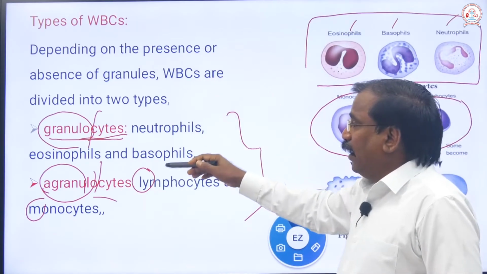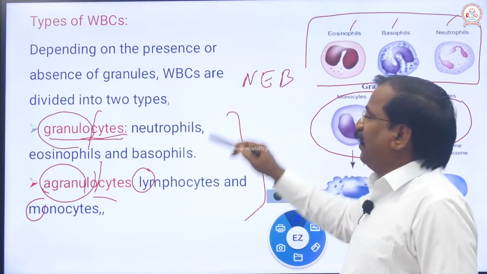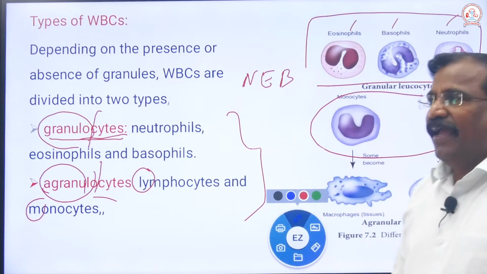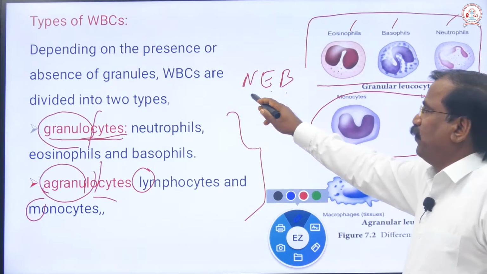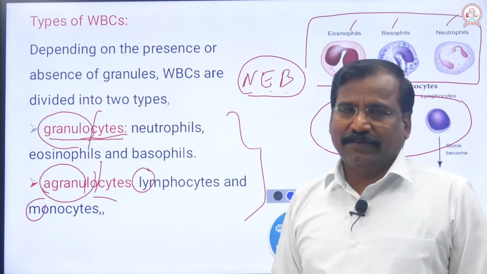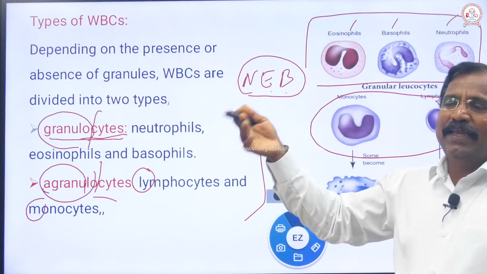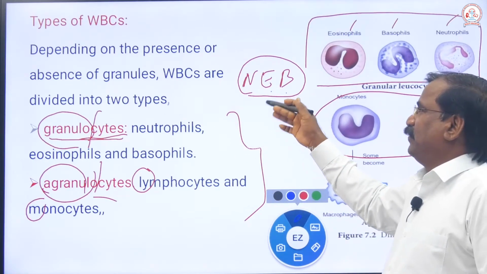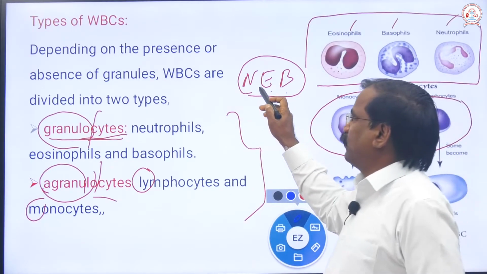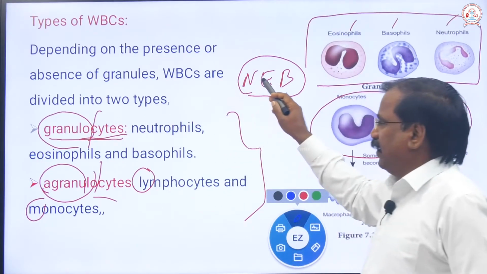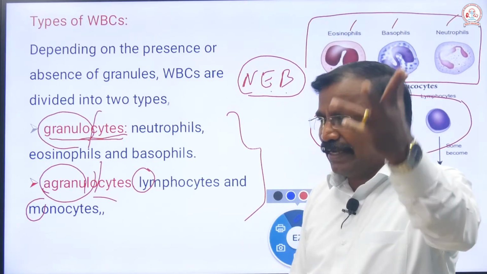So here, neutrophil, eosinophil and basophil, remember NEB, NEB, nib, like a pen nib. Remember nib, nib. Neutrophil, eosinophil and basophil are the granulocytes. Nib, a pen nib, remember it that way. The agranulocytes are the L M. Easy memory technique, you can recall it quickly, that's all.